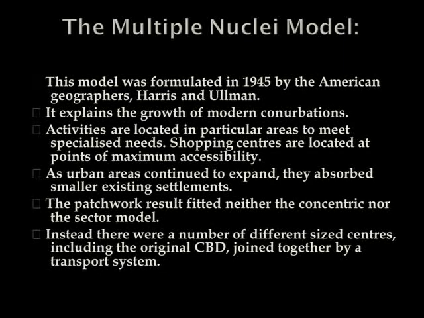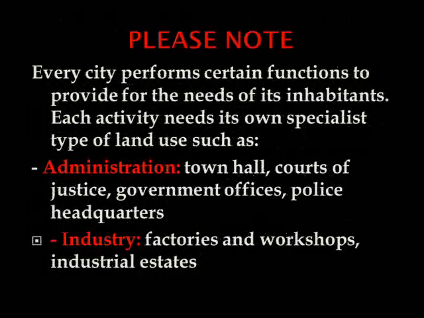It's not a concentric zone model, it's not a sector model, but they say there are multiple nuclei. There are different areas where certain activities are found in a city. You do not find them at one specific area only. There are different parts of the city. You have different activities, like 4 or 5 malls in one city at different parts. Do you see that? Fine. Instead, there are a number of different size centers, including the original civic center, joined together by the transport system. Okay, I think we need to move on.